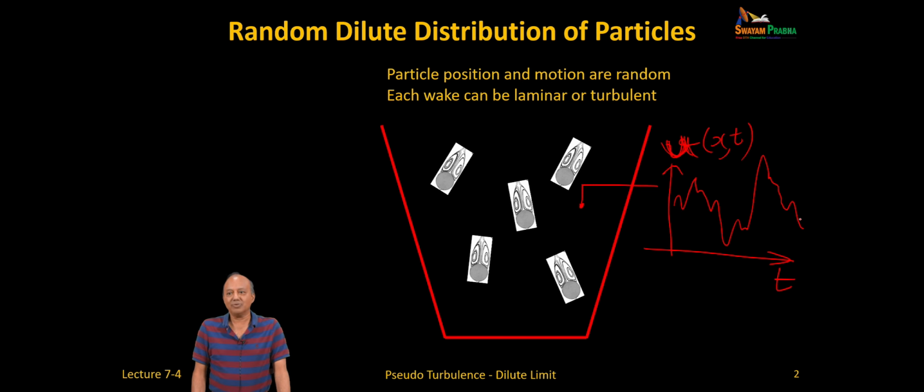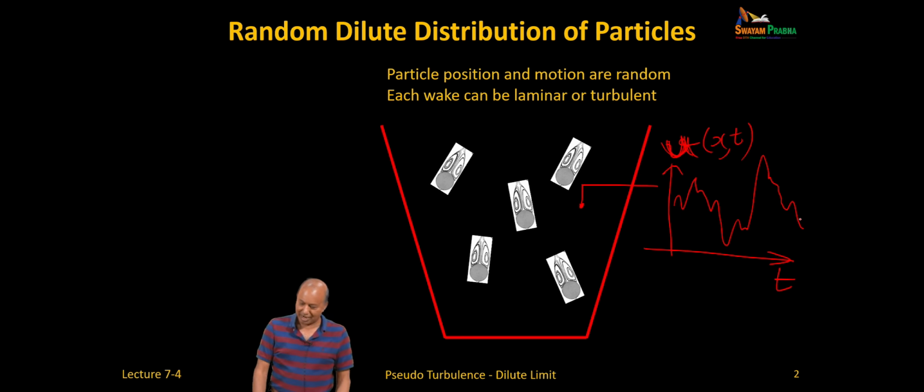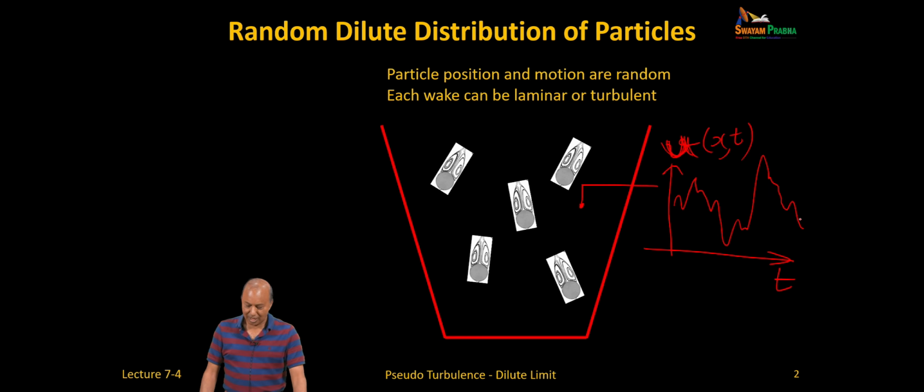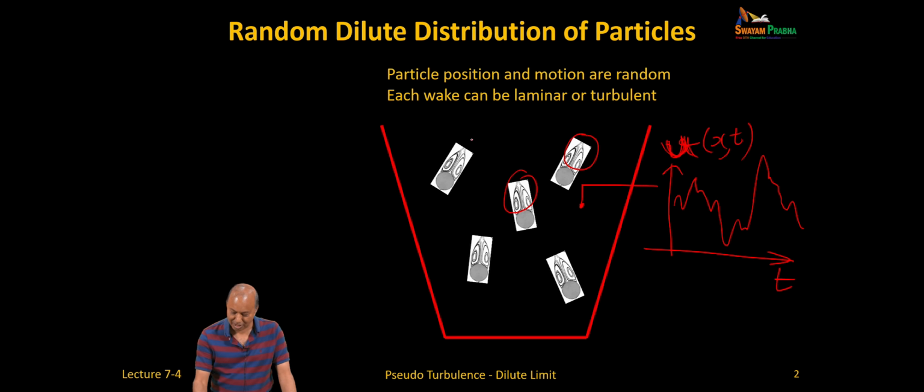Now, if you are using Euler-Lagrange or Euler-Euler method, you must have some closure models for this turbulence as well. Okay, and this is what I meant as pseudoturbulence. Now, the point I want to make is pseudoturbulence, you can model it in some ways, because pseudoturbulence is nothing but these wakes.